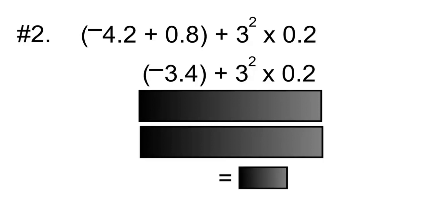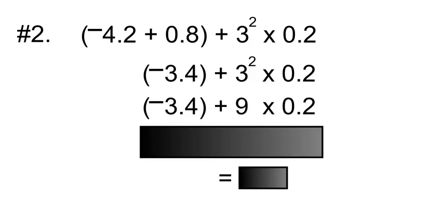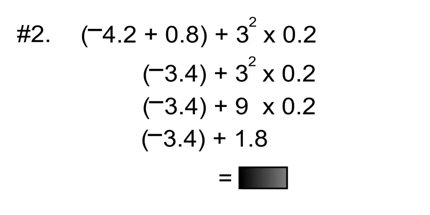The next step is going to be exponents. 3 to the power of 2 is going to be 9. So this can be written as negative 3.4 plus 9 times 0.2. Next step is division multiplication, so we have multiplication. So negative 3.4 now plus 9 times 0.2, which is 1.8.